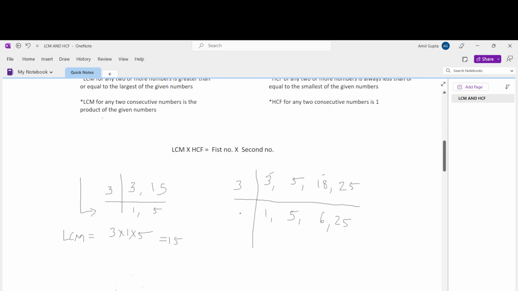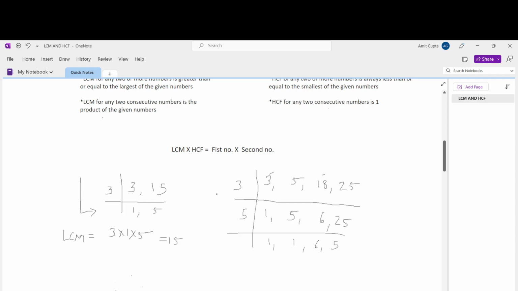After 3, we can no longer divide this with 3 or 2. The only number that can divide more than 2 numbers is 5. We divide the numbers which are divisible and leave the numbers which are not divisible as it is. So 1 will be written as it is. 5 when divided by 5 we write 1. 6 will be written as it is. And 25 when divided by 5 we get 5. Now we don't have any number greater than 1 which can divide 2 or more than 2 numbers completely.